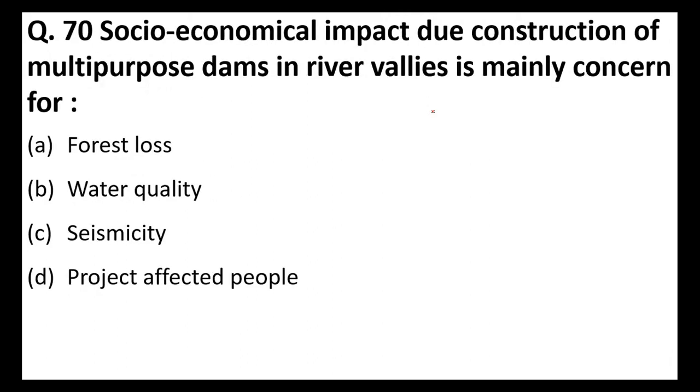Socioeconomic impact due to construction of multi-purpose dams in river valleys is mainly concerned with forest loss, water quality, seismicity, or project affected people. The right answer here is seismicity. Seismicity is related to earthquakes and vibrations under the earth. Construction of multi-purpose dams in river valleys could cause earthquakes and vibrations under the earth.